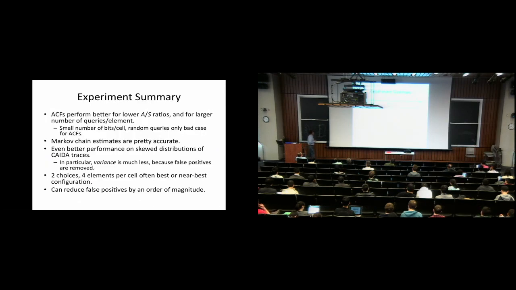All right, so overall our theory concerning adaptivity turned out to be pretty accurate, even though I didn't go over it much here. We get even better performance on real-life skew data. We get that the 2 choices, 4 elements per cell, is a pretty good standard configuration, and it can reduce the false positives by an order of magnitude.